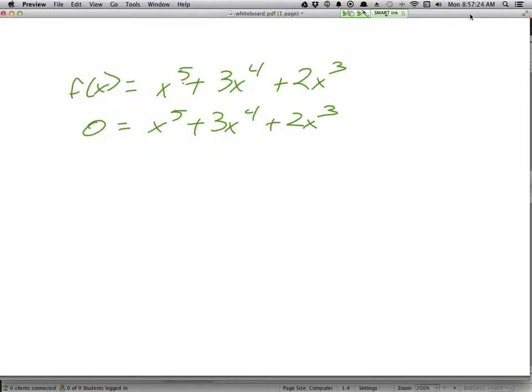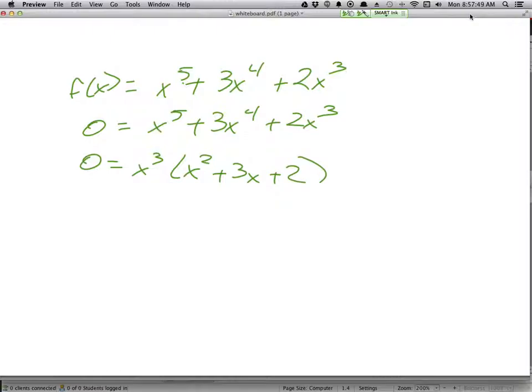Factor, excellent. And what do you want to do to get started on factoring this? Number one rule in factoring is take something out if possible. What can I take out of this? X cubed, so let's take the x cubed out. So that leaves me with x squared plus 3x plus 2.